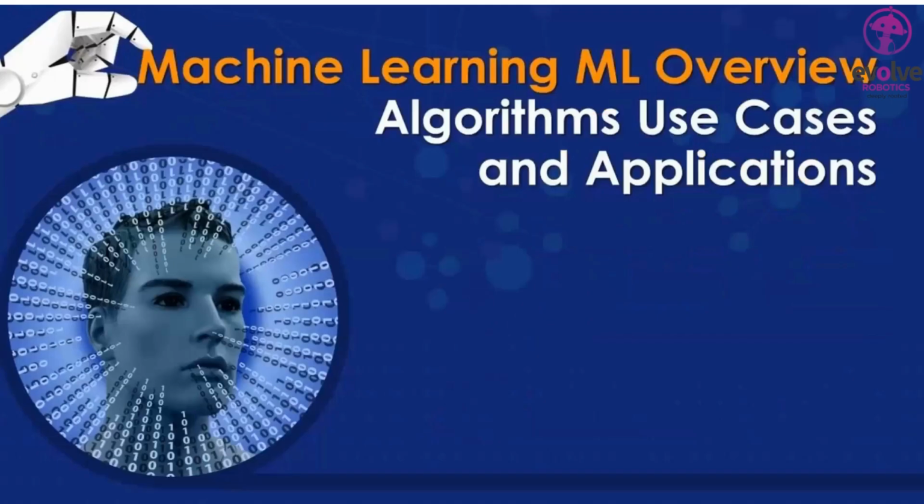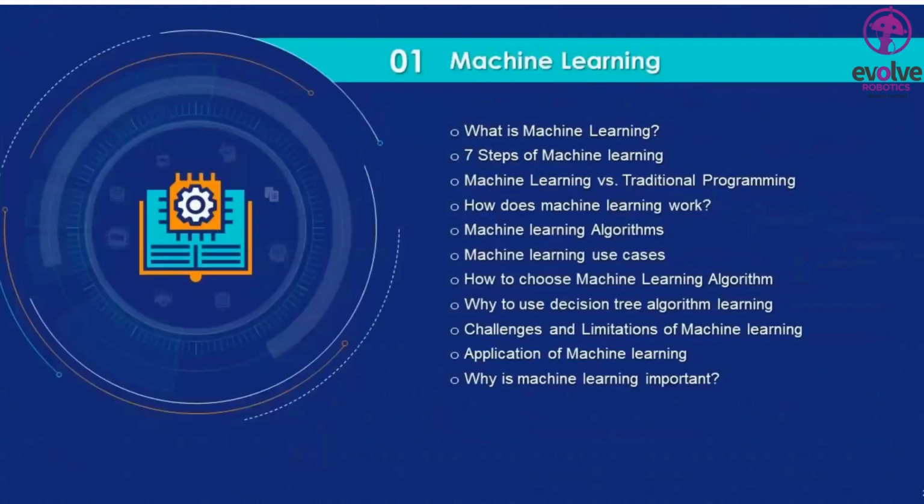Hello everyone. In today's class, we are going to talk about machine learning. We will be discussing what is machine learning, 7 steps of machine learning versus traditional programming, and how does a machine learning work and its algorithm use cases, and how to choose an algorithm, then challenges and limitations of machine learning, applications of machine learning, and why is machine learning important.